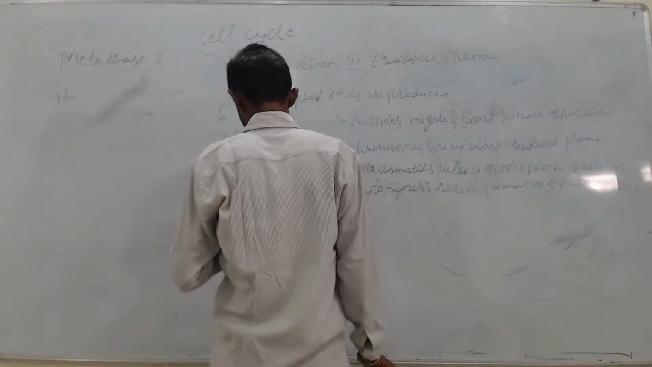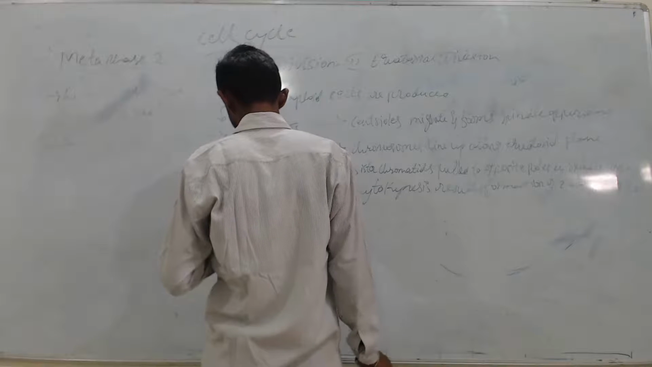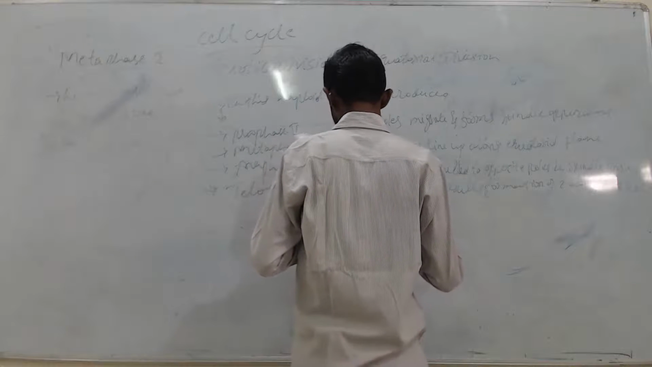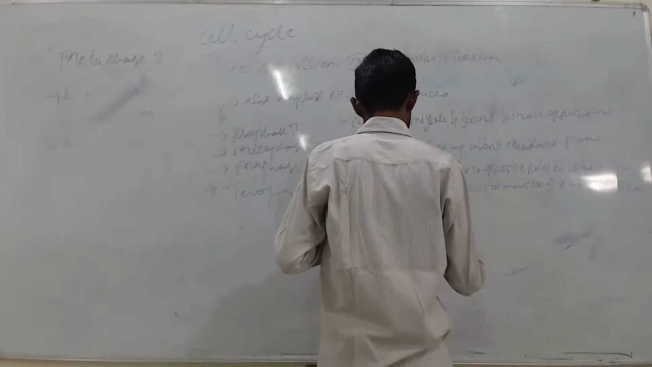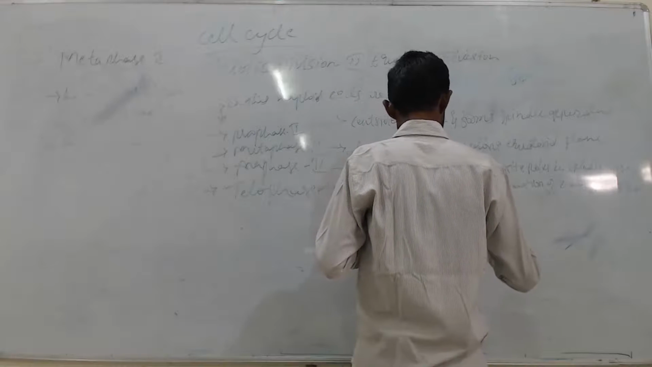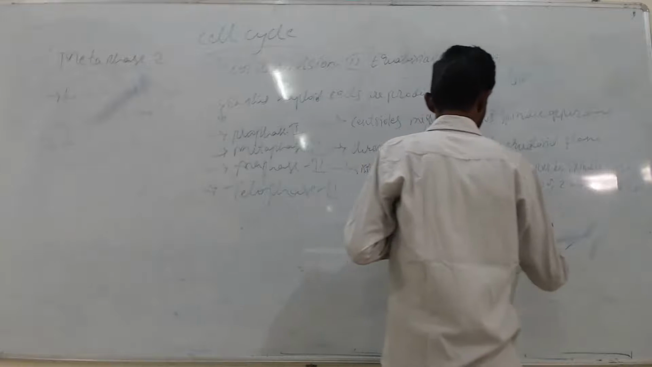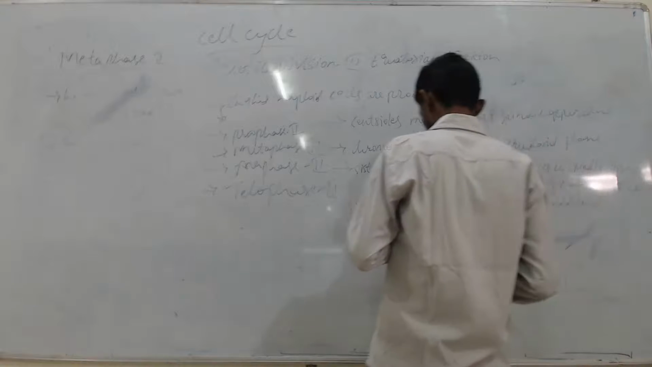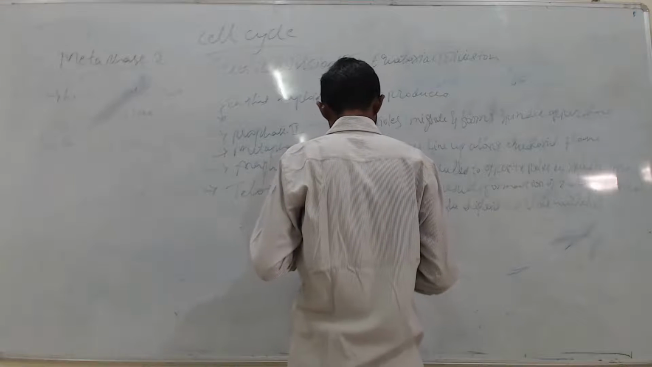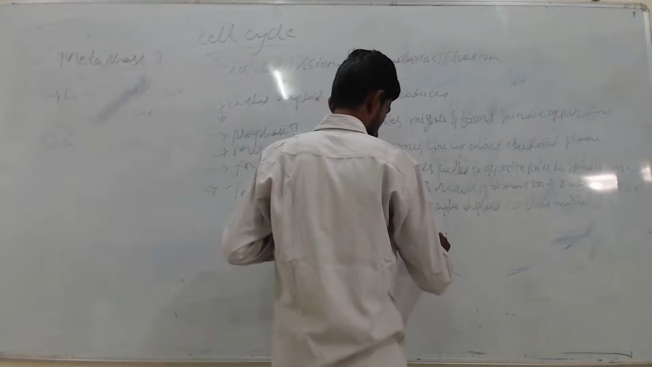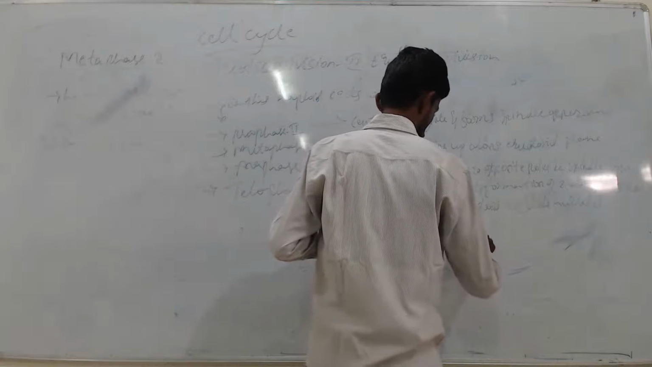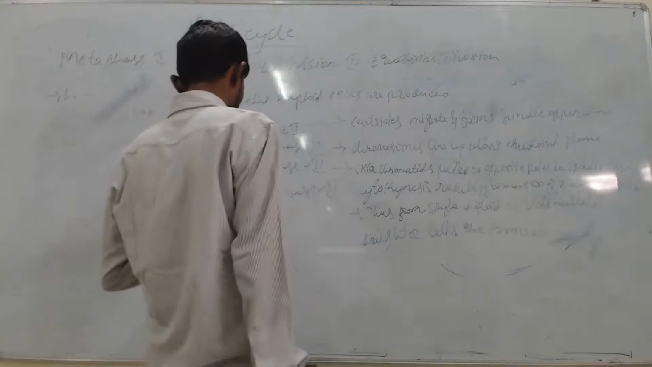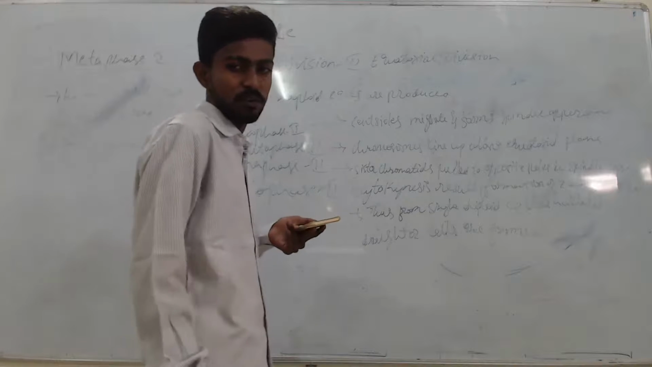Thus in the process of meiosis, four haploid cells are produced from a single diploid cell. Four haploid daughter cells are formed. This is about prophase 2, metaphase 2, anaphase 2 and telophase 2.